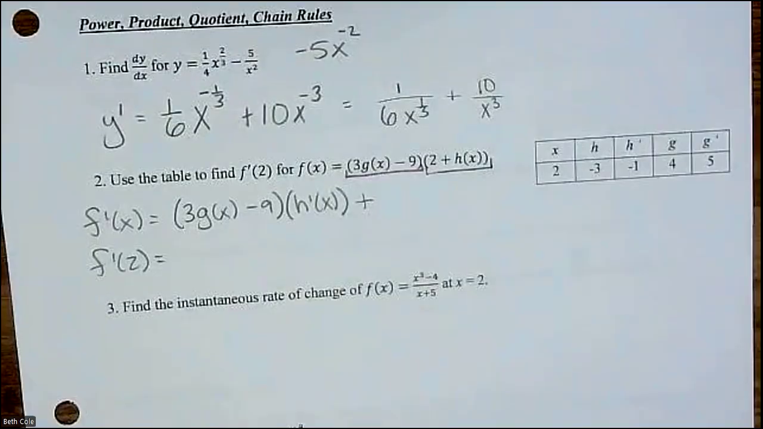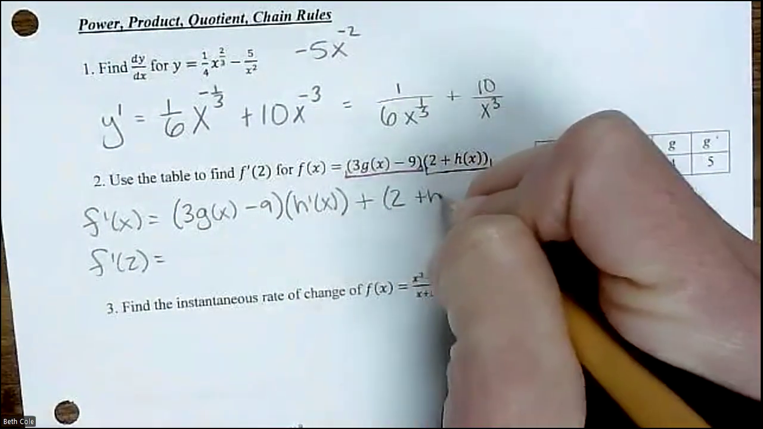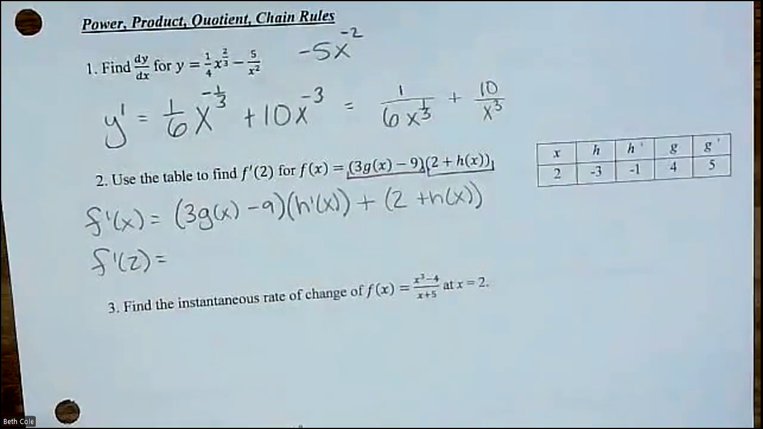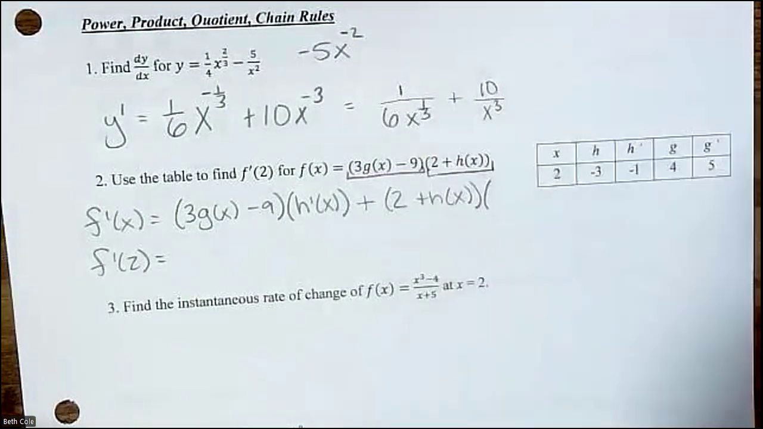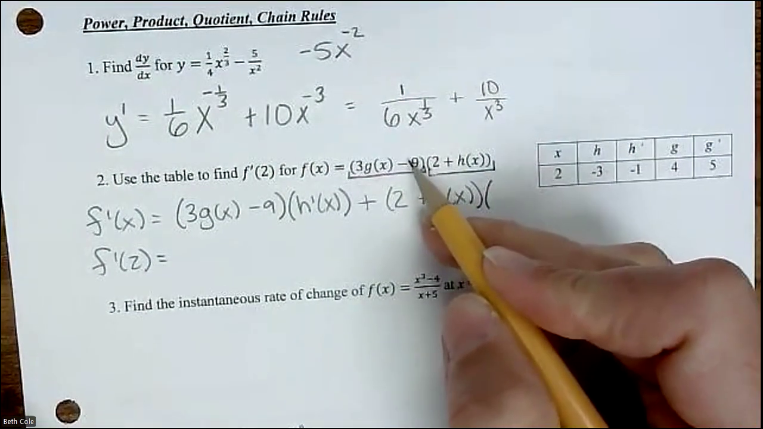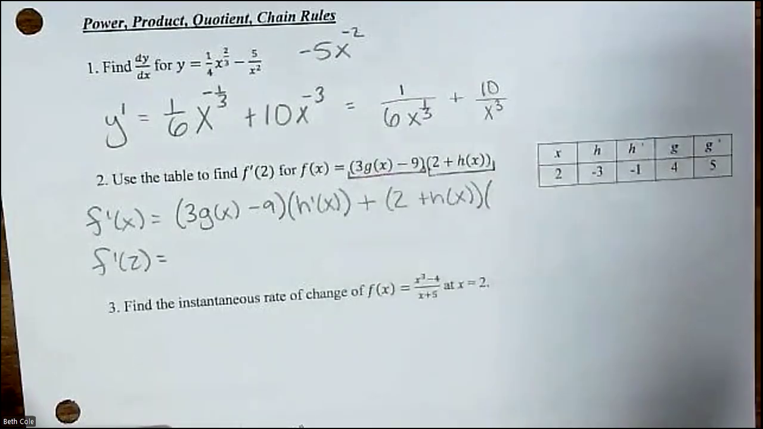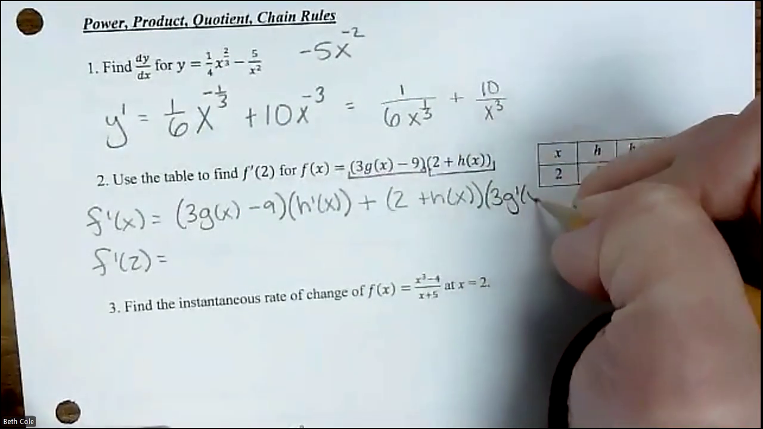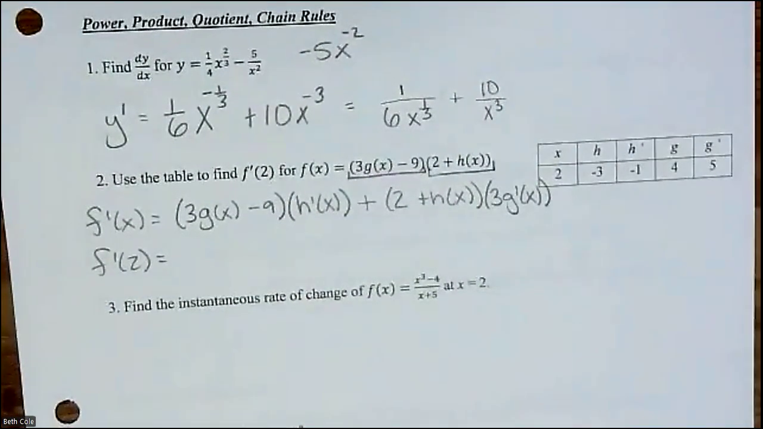Plus, then what comes next? Yeah, the second thing times derivative of the first. Now, the 9 is going to go away. Derivative of 3g is 3g prime. Again, the 3 is just there. Coefficients are simply there. They're just there. I don't have a better explanation.